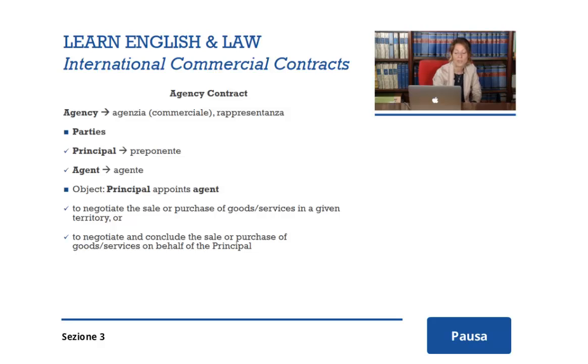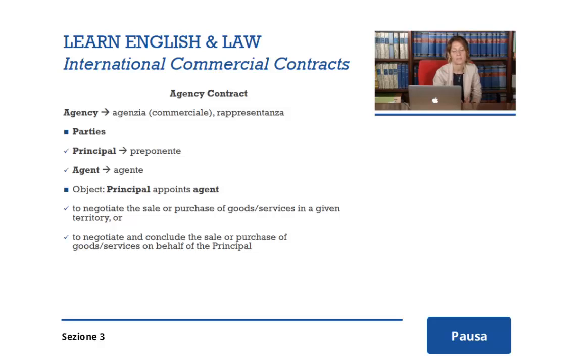So the general condition of having powers to act in the name and on behalf of someone else. Agency, agenzia commerciale o rappresentanza. The parties to an agency contract are called respectively principal, preponente, and agent, agente. The object in an agency contract is that the principal appoints the agent either to negotiate the sale or purchase of goods or services in a given territory, or to negotiate and conclude the sale or purchase of goods or services on behalf of the principal.